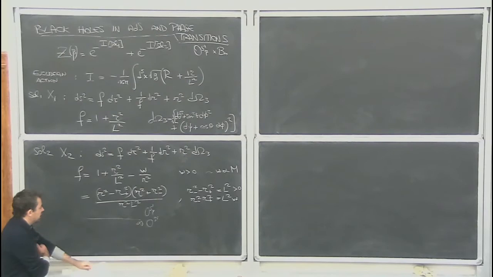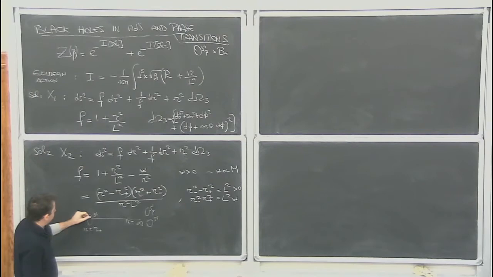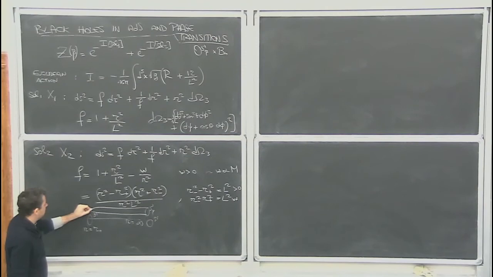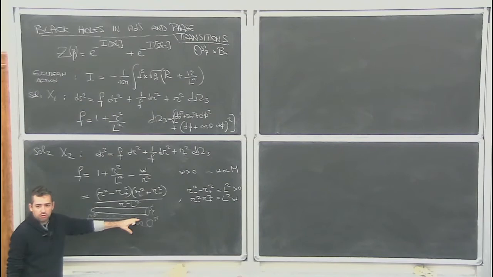Then we go on. S3 remains S3. So this is r equal infinity, here is r equal r plus, but the circle shrinks to zero size, again with the shape of this cigar that we saw. So from this picture, S3 remains S3 all the time. So the topology is like this one, the two-dimensional ball or a disk.